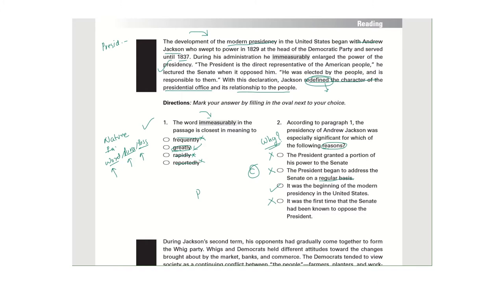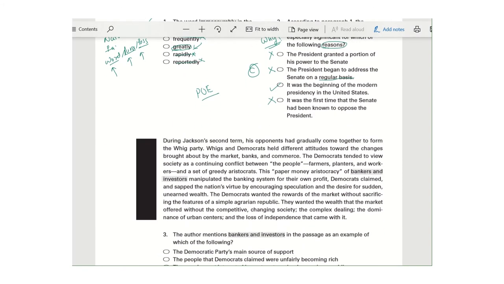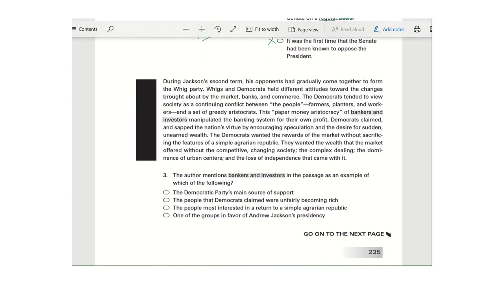So again, as you can see, process of elimination works well. Remain super focused. Just focus on one part of the passage, whichever you are answering, and just answer that particular portion and you would do well. Let's see the next paragraph and the questions. During Jackson's term, his opponents had gradually come together to form Whig's party. We have already seen this.